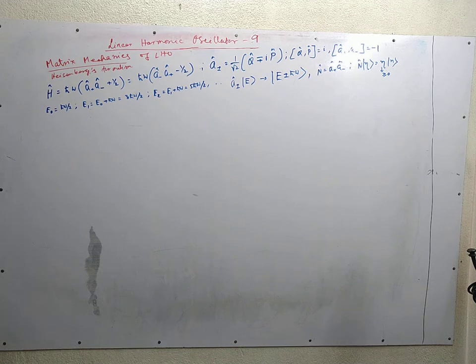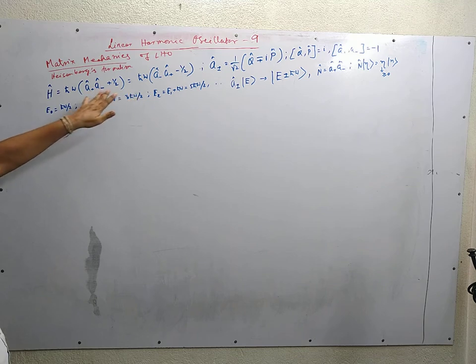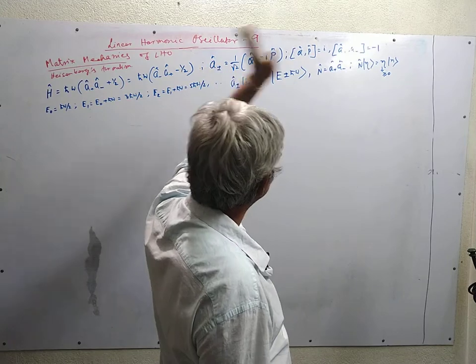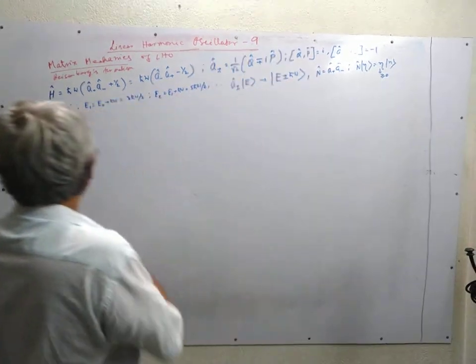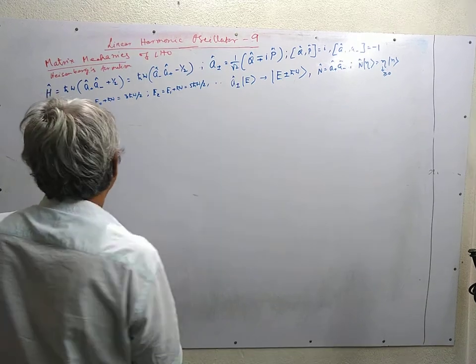Last class we introduced the matrix mechanics for the harmonic oscillator and came to the conclusion that the Hamiltonian can be written in terms of the raising and lowering operators, where A plus/minus is defined by this, and that the energy levels are equispaced, and this is the energy value.